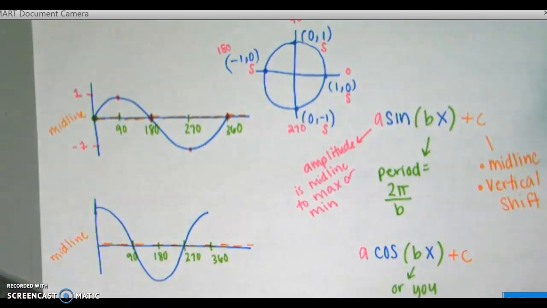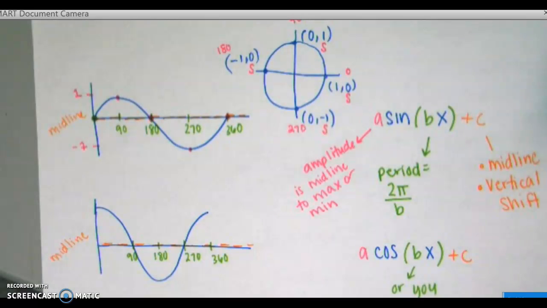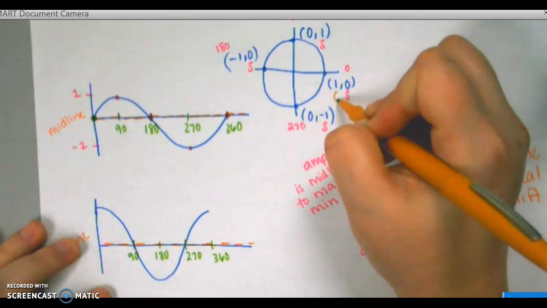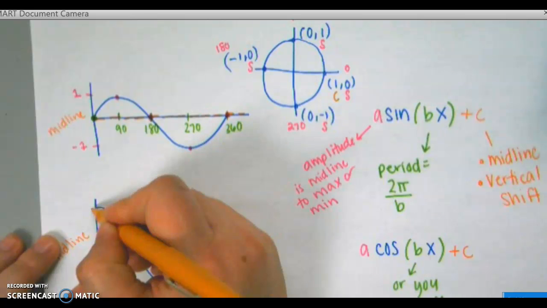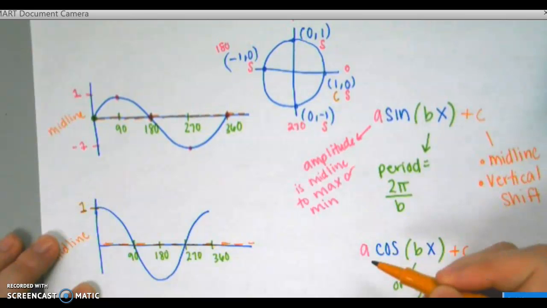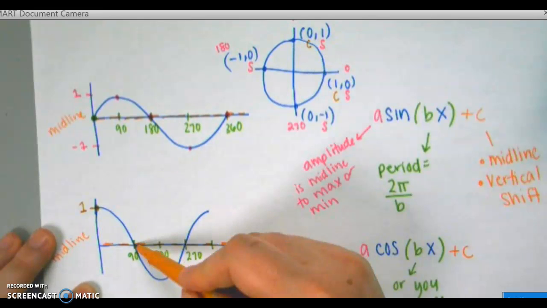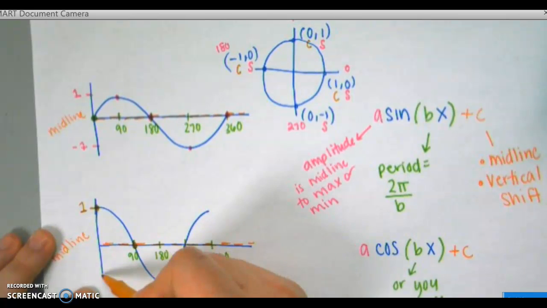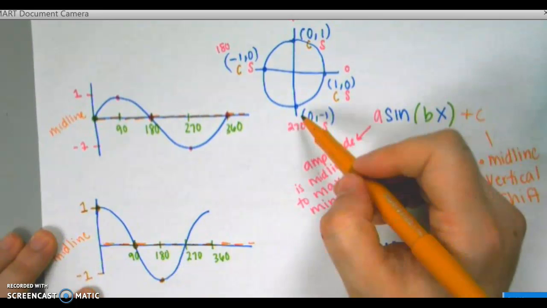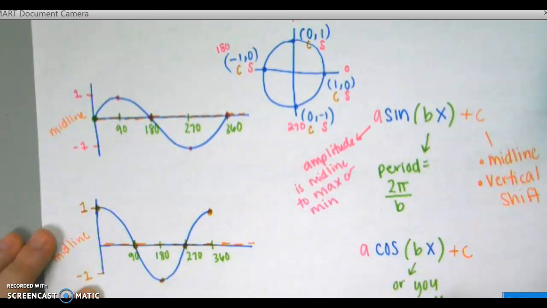All right, and the same thing for cosine. Cosine is the x-coordinate of the ordered pair. So when the degree is 0, cosine is 1. So you see cosine starts at the maximum. And then at 90 degrees, cosine is 0. At 180 degrees, cosine is -1. At 270 degrees, cosine is 0. And then at 360, it's back where it started.